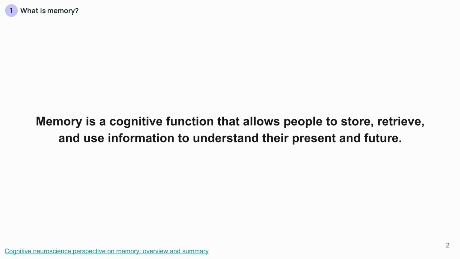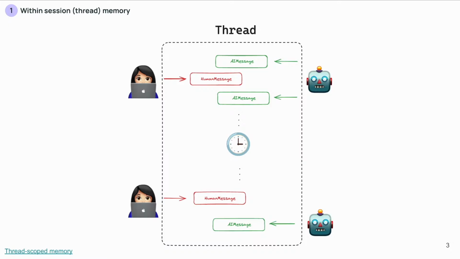So first, what is memory? The classic cog-sci definition is memory is a cognitive function that allows people to store, retrieve, and use information to understand their present and future. Now, in the context of AI applications, you can think about memory in two different ways. Threads in LangGraph store, for example, a conversation history between an AI bot and a user within a single chat session. The user can come back to that chat session at a later point in time, and the thread contains the entire history.